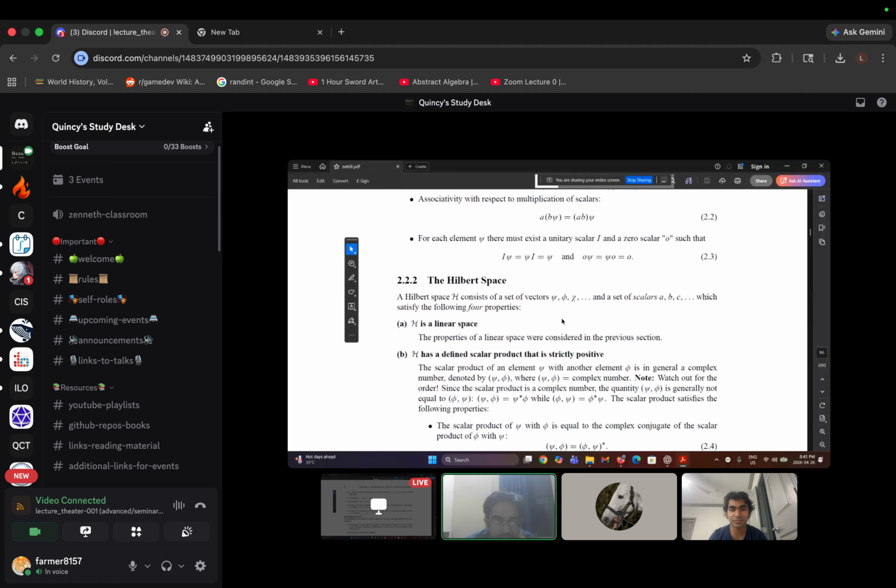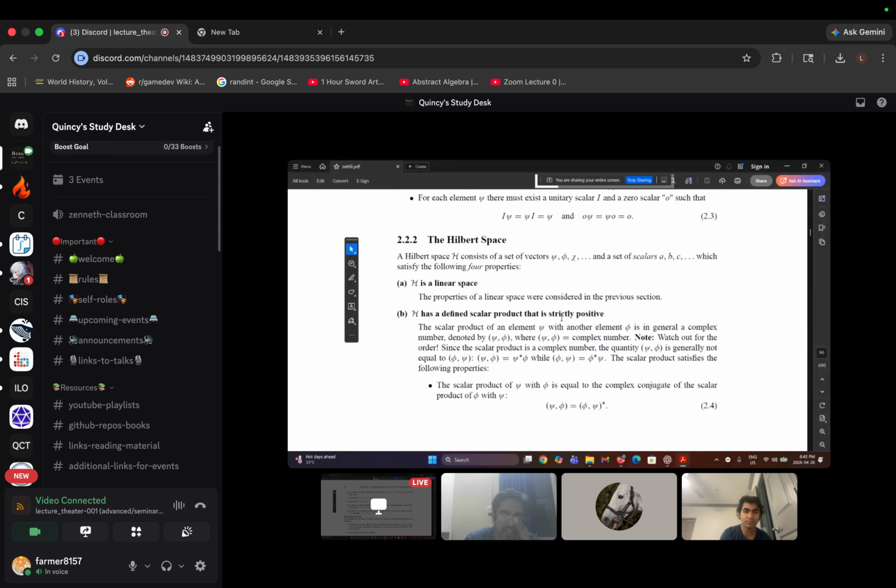The Hilbert space, 2.2.2. A Hilbert space H consists of a set of vectors and a set of scalars which satisfy the following four properties. H is a linear space. The properties of a linear space were considered in the previous section. Yeah, I think I remember that still.